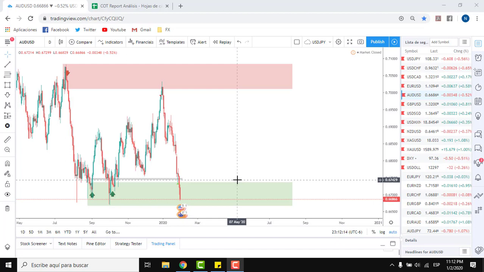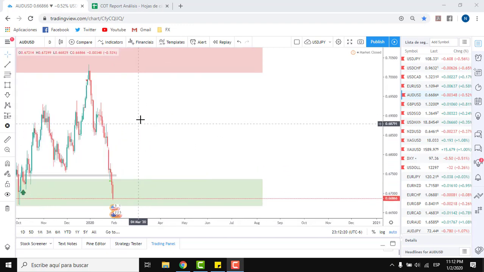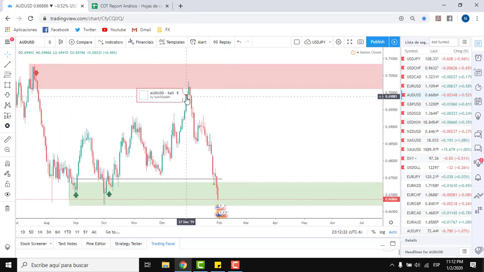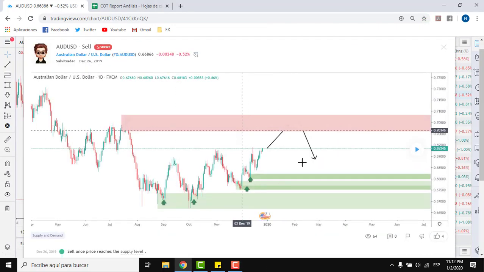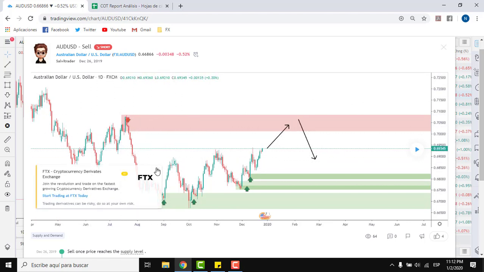And the last one is Aussie Dollar. I took this sell. See, I posted it on my TradingView ideas. You can look me up at Salvitrader. And I wanted to get short here. Why? I know you probably knew it, because this is an imbalance. This is a supply zone.